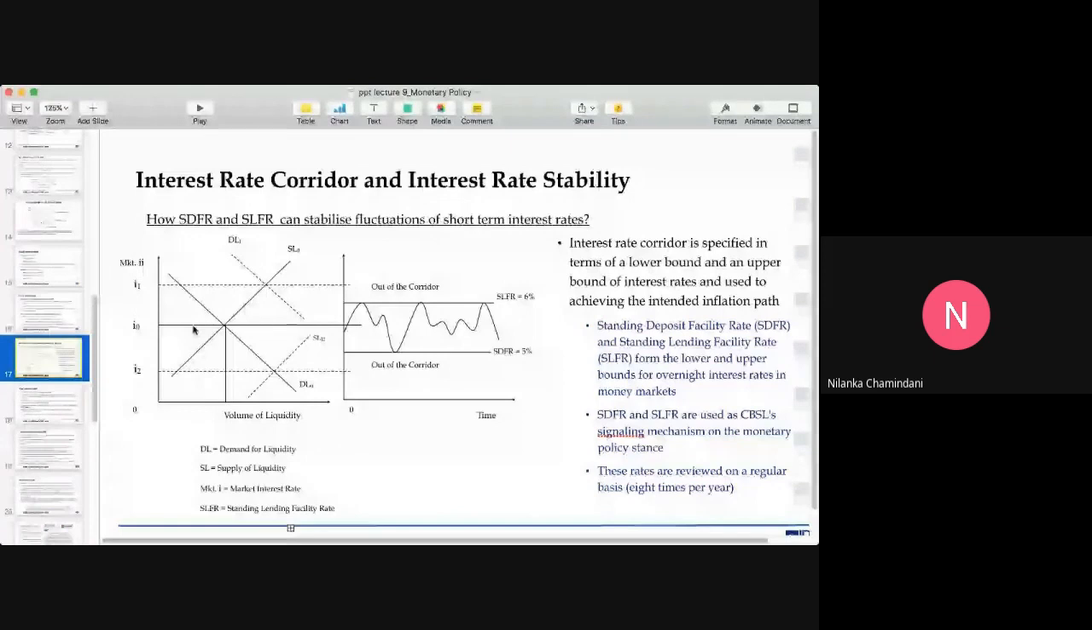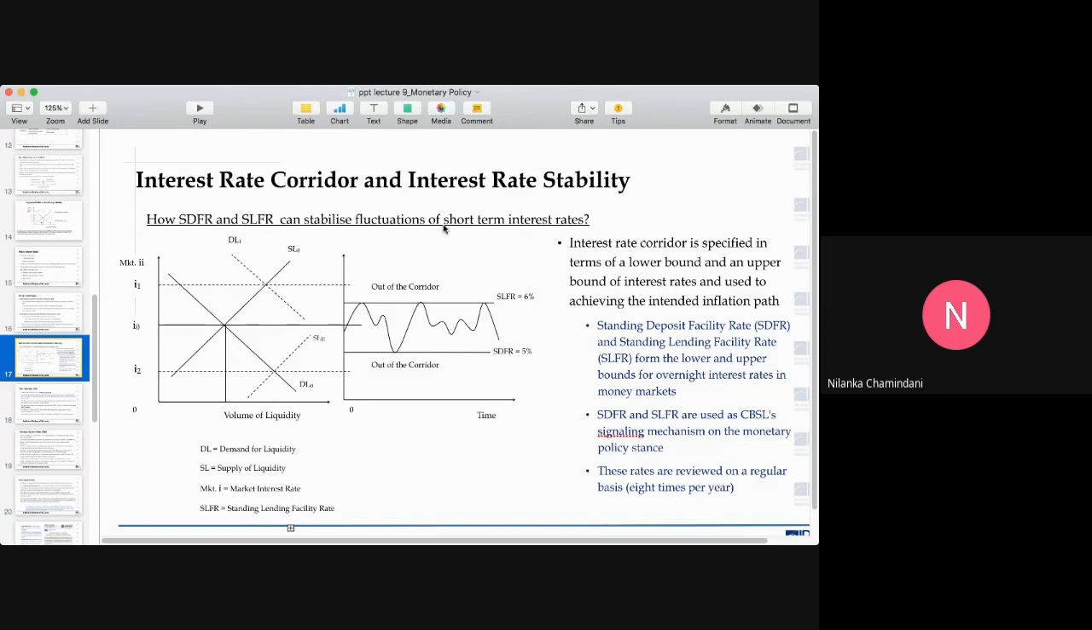So if the weighted average is higher than this corridor, it means that the interest rate is going higher and higher, which means that there is a shortage of liquidity in the market, which is not good. Because why? In deciding the monetary policy stance, the central bank's objective is to maintain the interest rate between this. Now you have to understand that liquidity and the interest rate are always related. When there is higher liquidity, interest rates are lower. When there is a low level of liquidity, the interest rate will automatically increase.